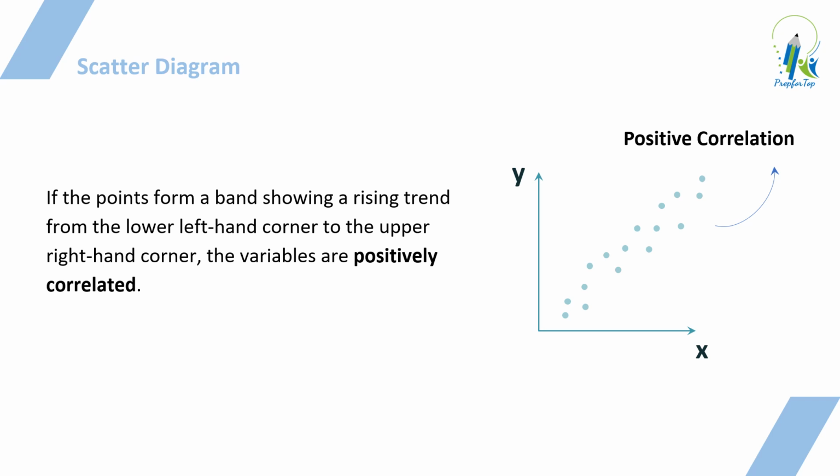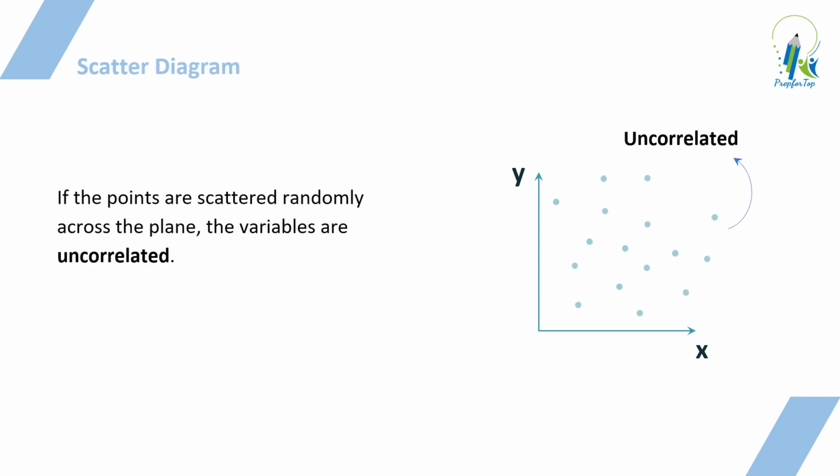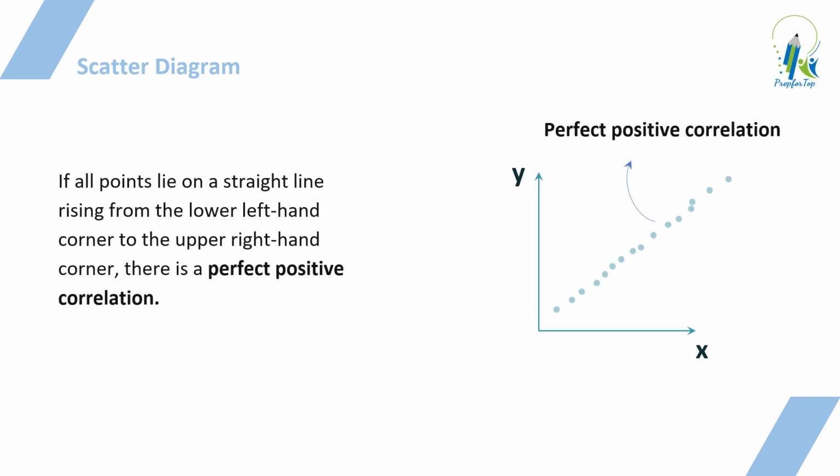If the points form a band showing a rising trend from the lower left-hand corner to the upper right-hand corner, the variables are positively correlated. If the points form a band showing a falling trend from the upper left-hand corner to the lower right-hand corner, the variables are negatively correlated. If the points are scattered randomly across the plane, the variables are uncorrelated.